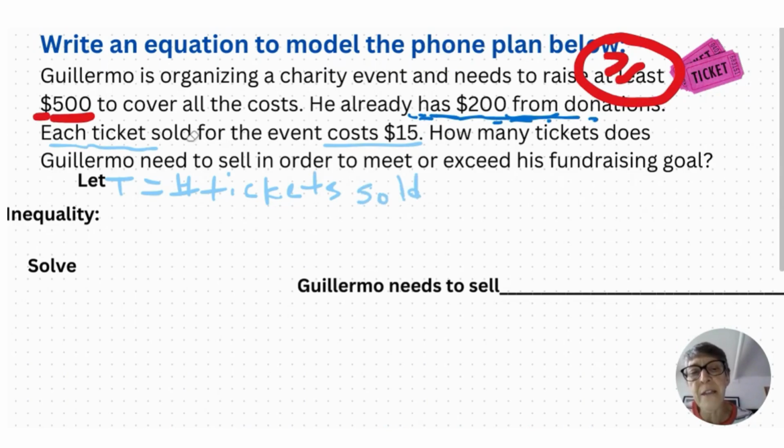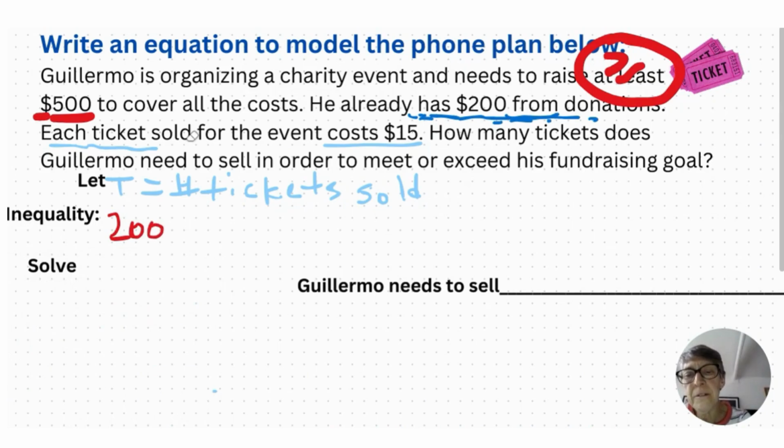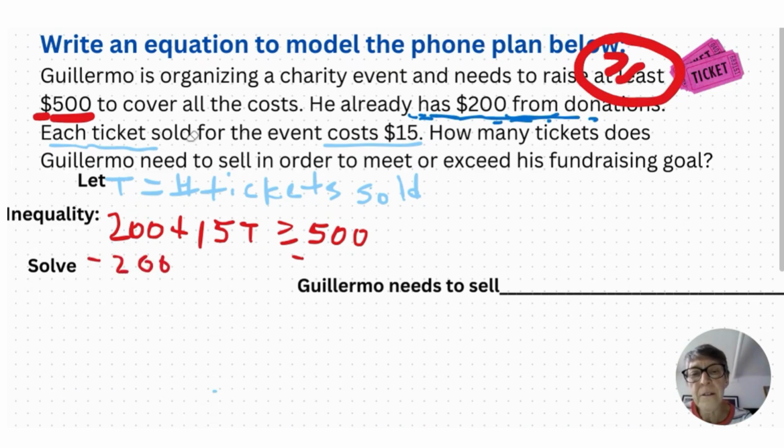Now remember, he needs to make $500 or more. He already has his $200, plus each ticket is going to be $15. That's 15 times the number of tickets, T, will be greater than or equal to his $500. We solve by subtracting 200 from both sides. That means 15T is greater than or equal to 300.